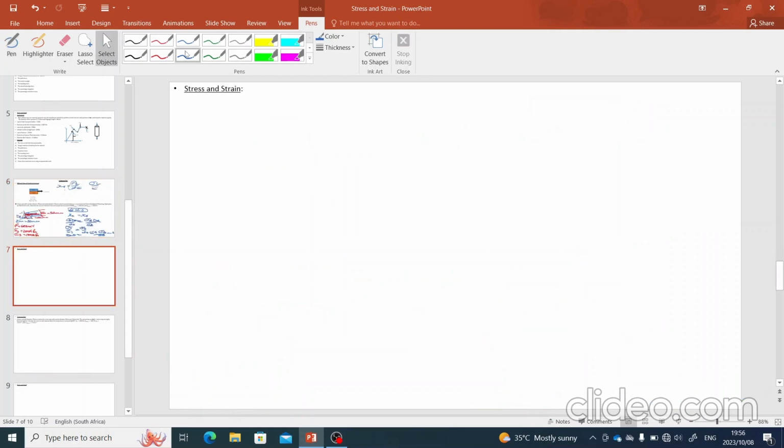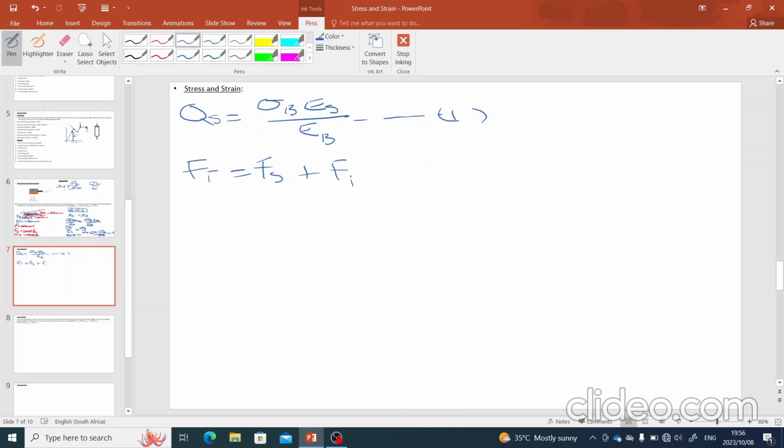That's what we have. Okay, that is the first part. Remember, the first equation: stress steel equals stress brass multiplied by Young modulus steel over Young modulus brass. Then that's your first equation. Then we come to force total. We are given the force total equals force steel plus force brass.